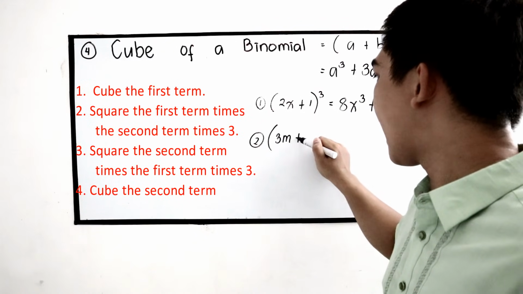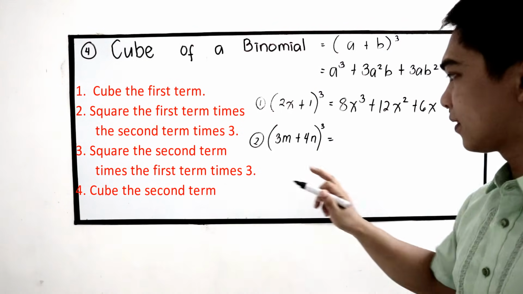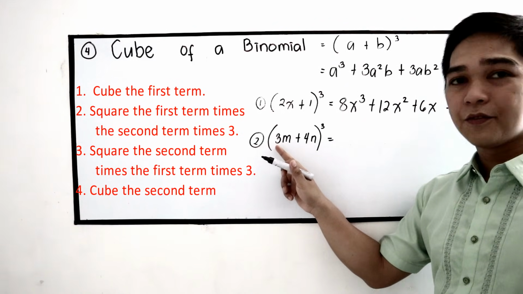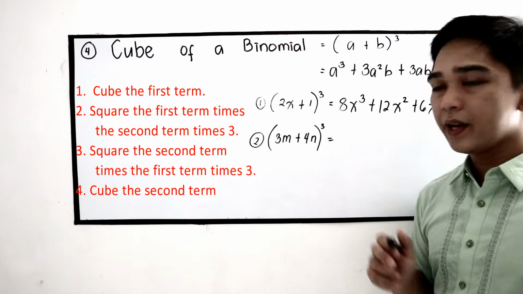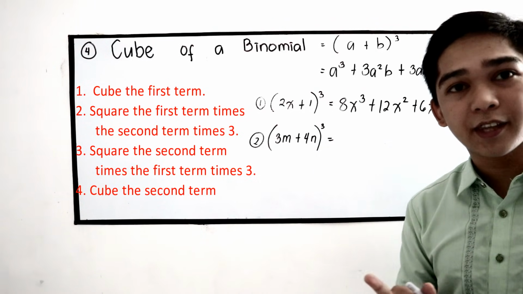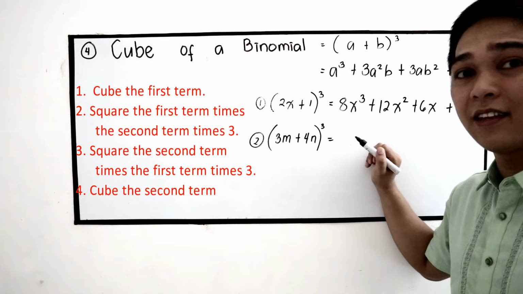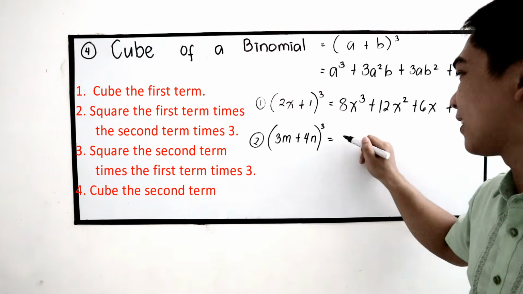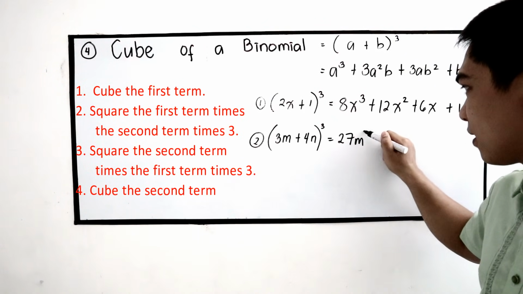(3m + 4n) cubed. First step, cube the first term. 3 cubed is 3 times 3 times 3. 3 times 3, 9 times 3, 27. Then the variable is m cubed.